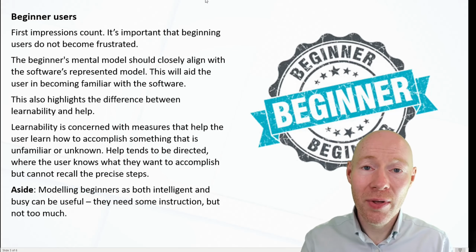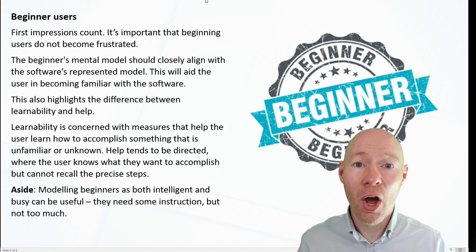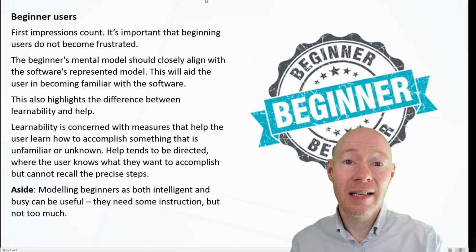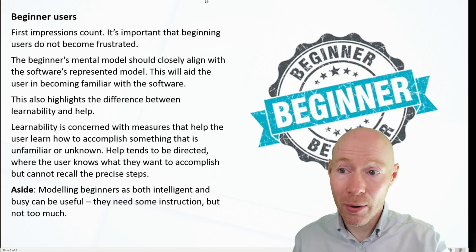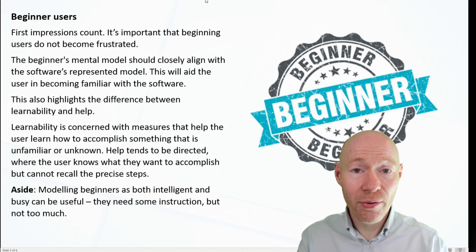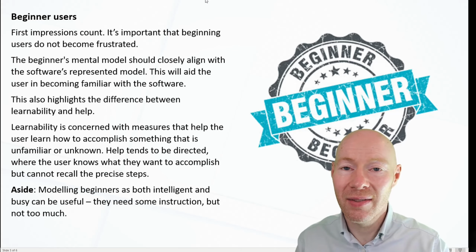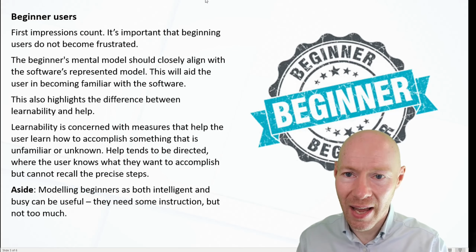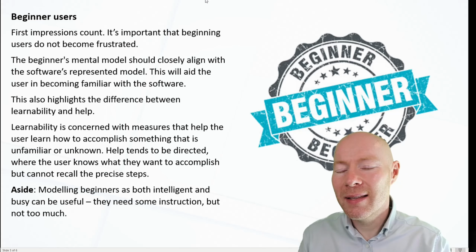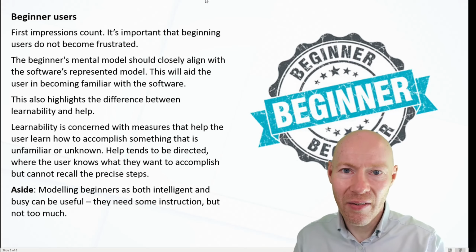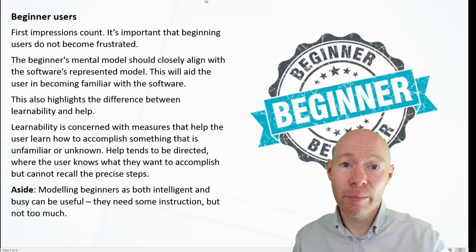So a number of things we can do there. Certainly from the design point of view, we want to make sure that the represented model, how we present the software, is closely aligned with the user's mental model in terms of how they think about the software. And we can do that through careful modeling of our users and their goals and their desires, and then how we design the interface. That's on us as a design aspect. And this is an important bit, because when we're thinking about beginners, there is a difference between the idea of learnability and the idea of providing help or assistance.